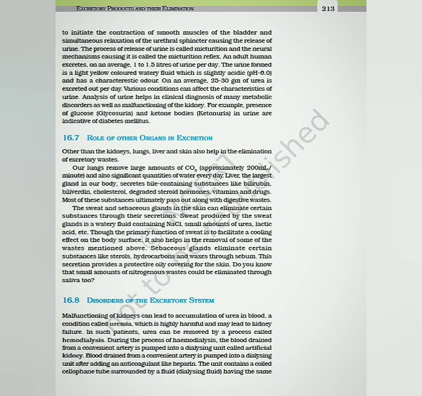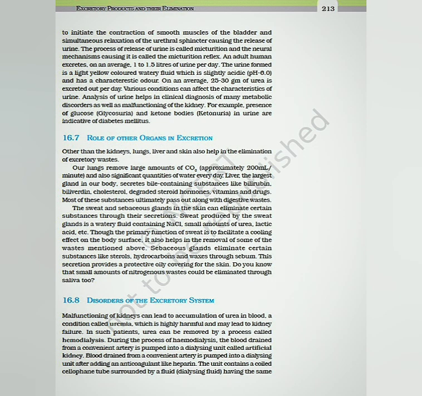Role of other organs in excretion. Other than the kidney, lungs, liver, and skin also help in the elimination of excretory waste. Our lungs remove a large amount of carbon dioxide, approximately 200 milliliters per minute, and also significant quantities of water every day. The liver, the largest gland in our body, secretes bile containing substances like bilirubin, biliverdin, cholesterol, degraded steroid hormones, vitamins, and drugs. Most of these substances ultimately pass out along with digestive waste.